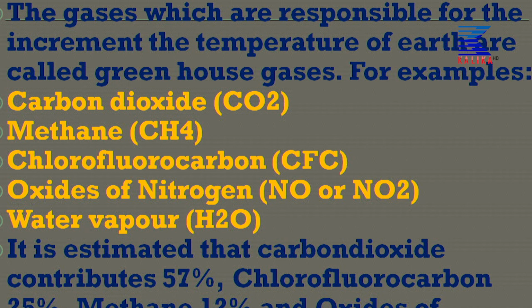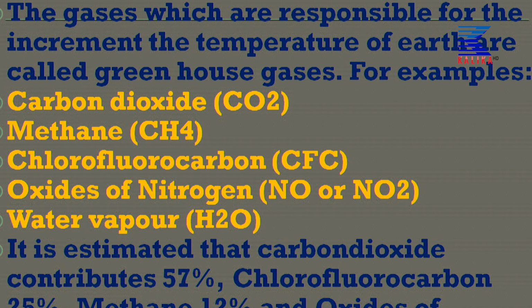Now, the greenhouse gases, we talked about greenhouse gases before as well. The gases which are responsible for the increment of the temperature of earth are called the greenhouse gases. For example, carbon dioxide, methane, chlorofluorocarbon, oxides of nitrogen NO or NO2, water vapor H2O.